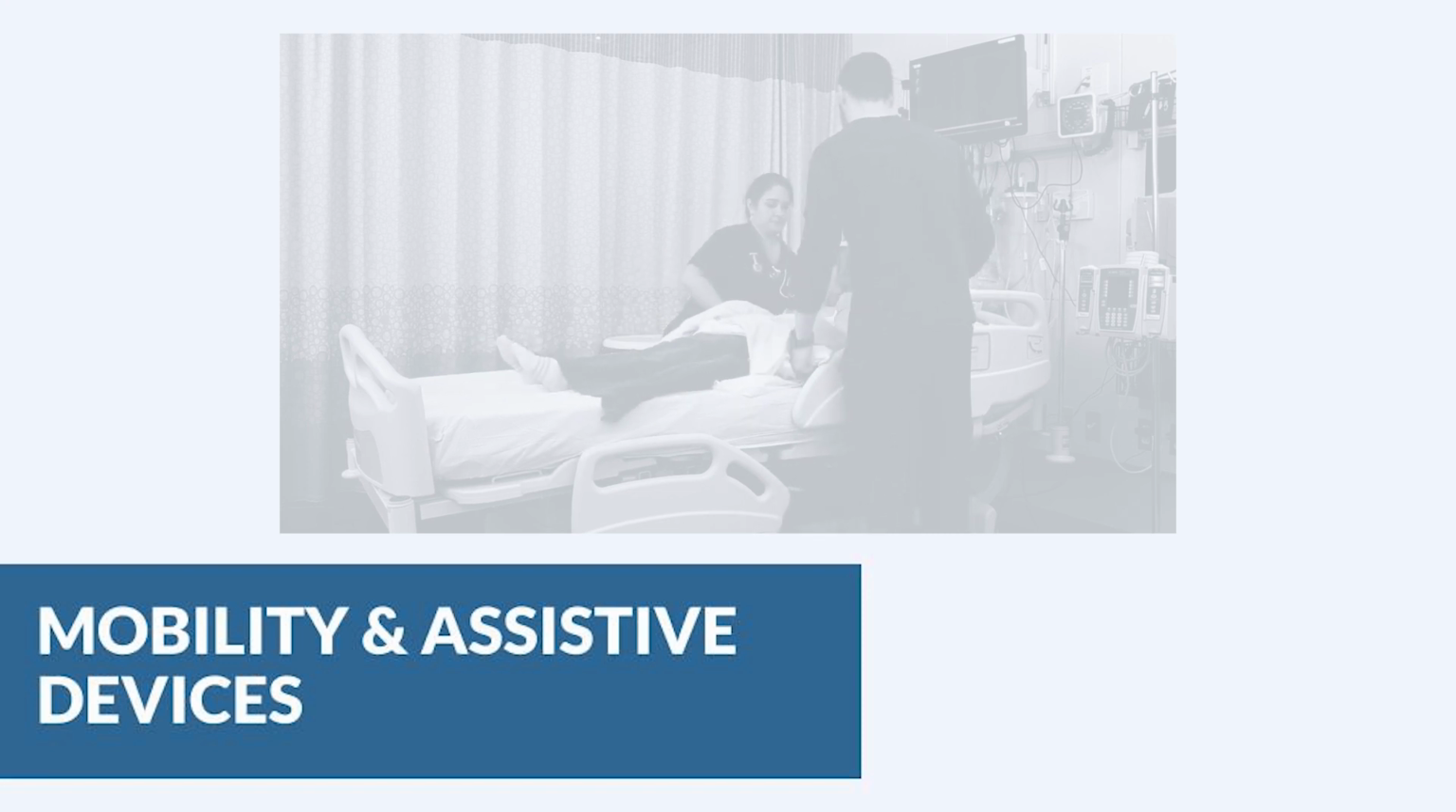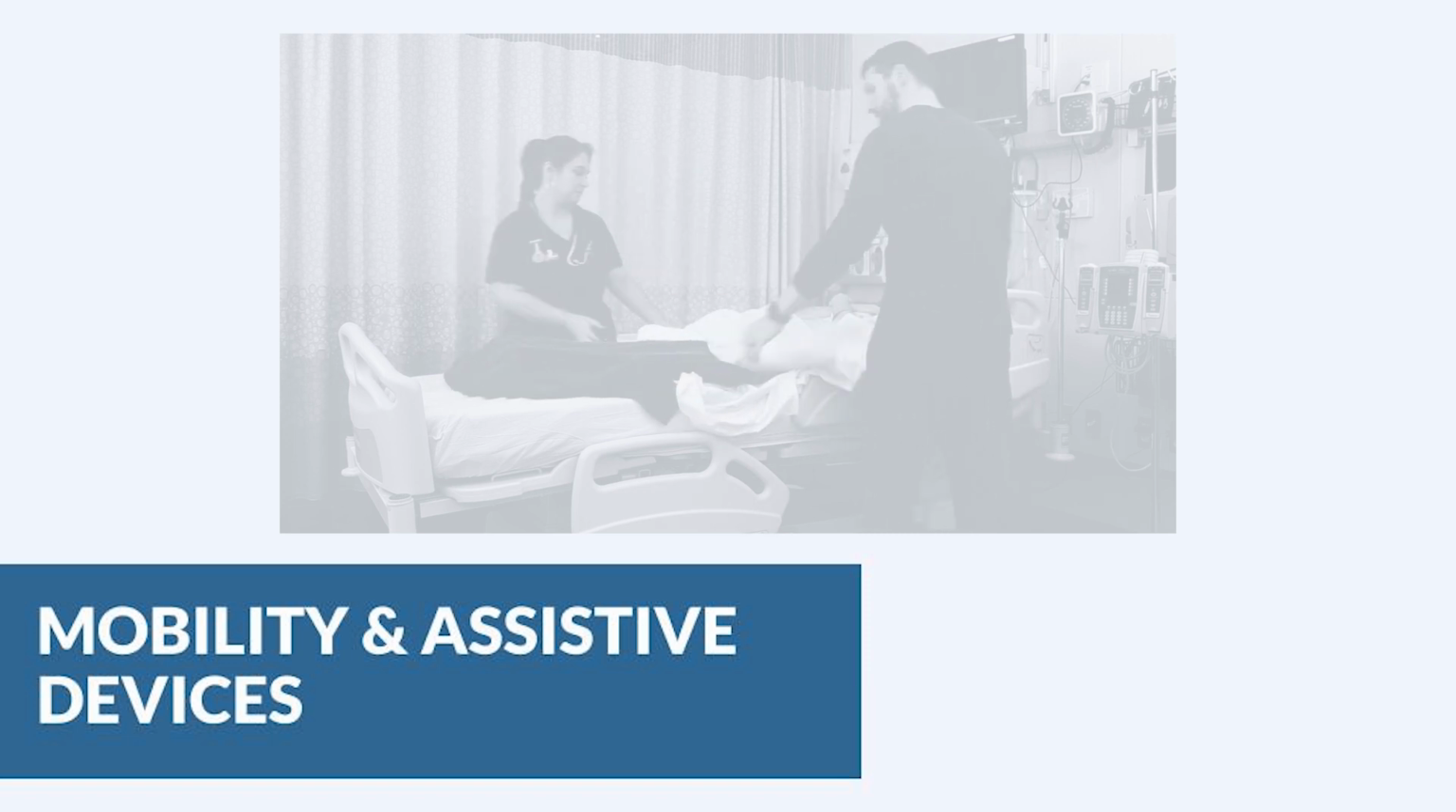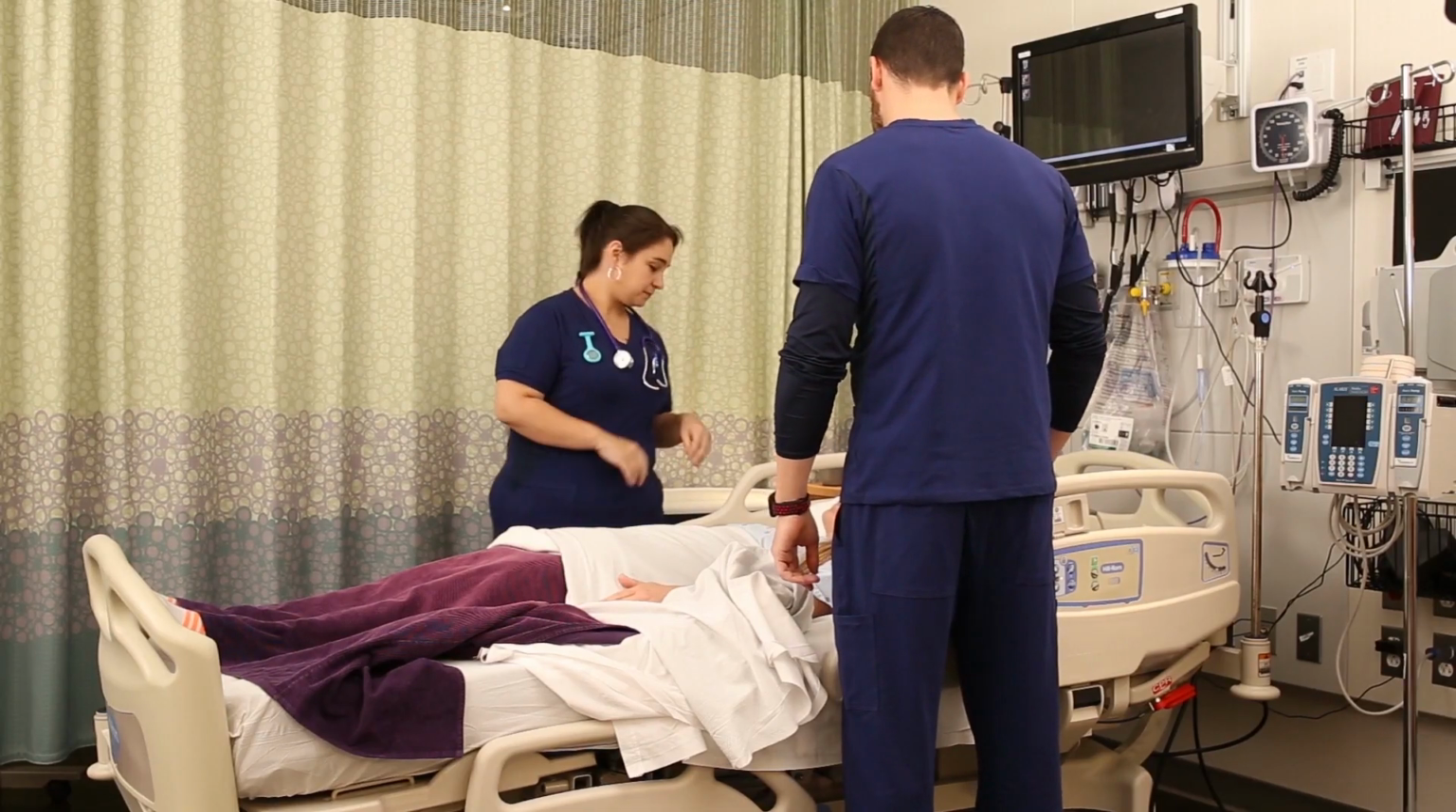In this video, we're going to look at a few highlights in patient mobility: moving a patient up in bed, getting a patient out of bed, and the use of assistive devices like a cane, walker, and crutches. So first, let's look at moving a patient up in bed.